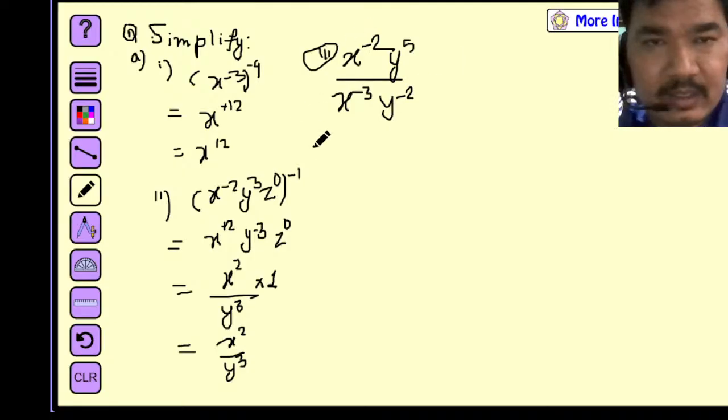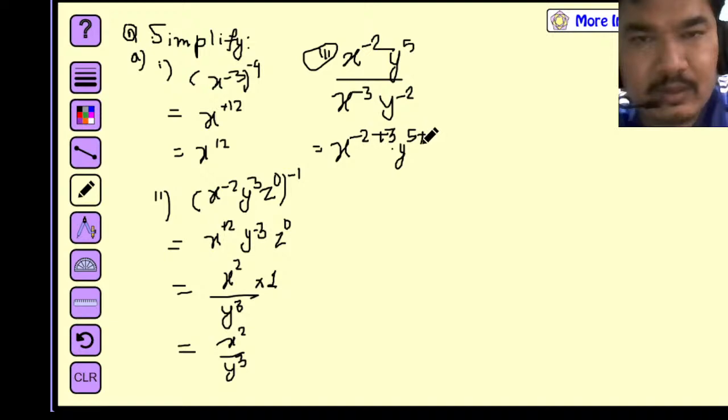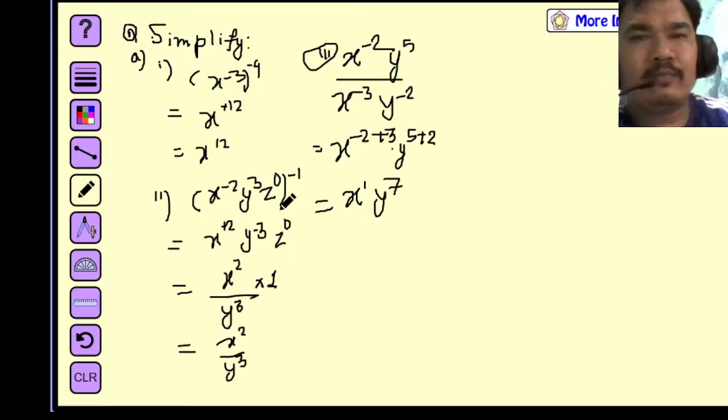Then we know that while simplifying, when the negative goes up, it will be positive. Write x to the power minus 2 plus 3. Then y to the power 5, and this negative 2 goes up, so it will be positive, plus 2. Then the answer will be x to the power 1, which is not necessary to write; if you don't write it, it will still be 1. And y to the power 7. This is the answer of this question.